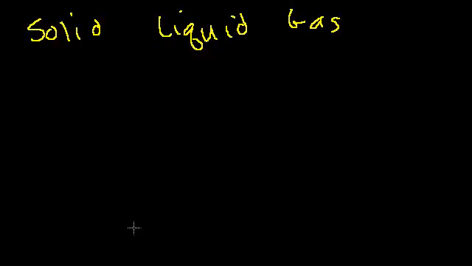And I'll do it in a suitably bright color. Plasma. People consider it a fourth state because it has some properties of gases. In some ways, it's almost a subset of gases. But it also has properties of conductivity that you normally wouldn't associate with a gas.